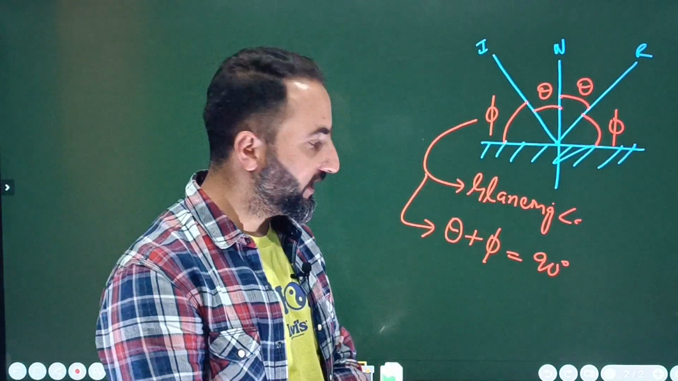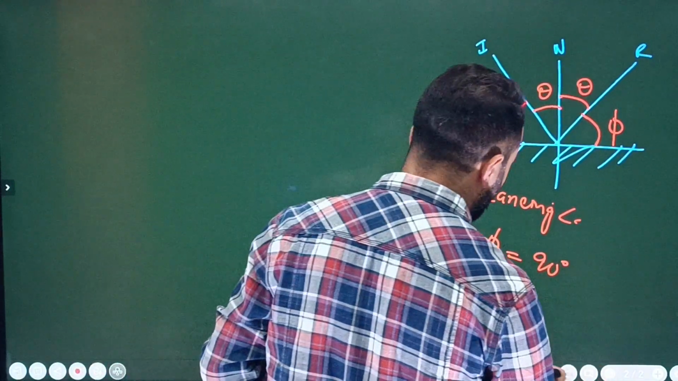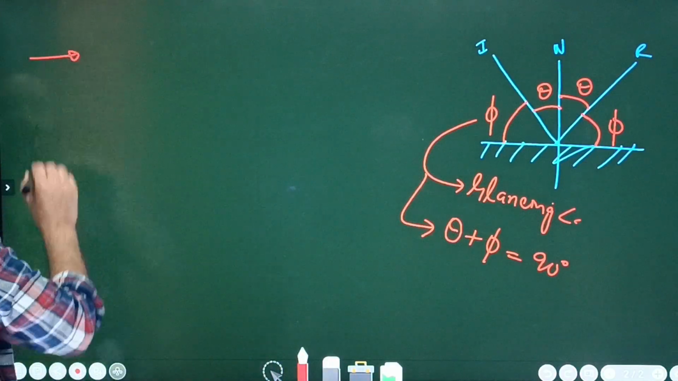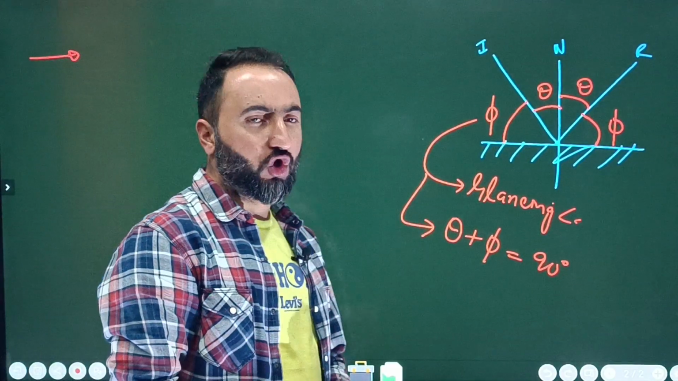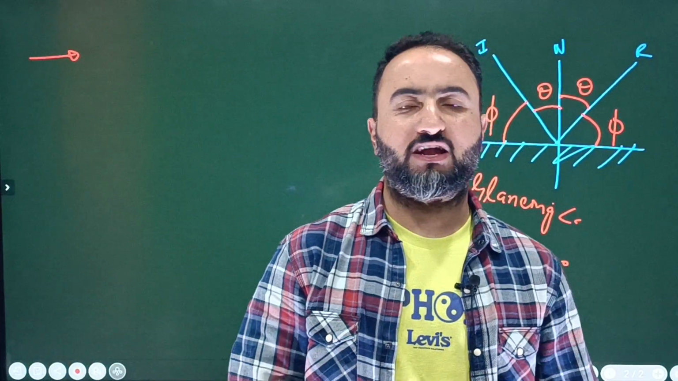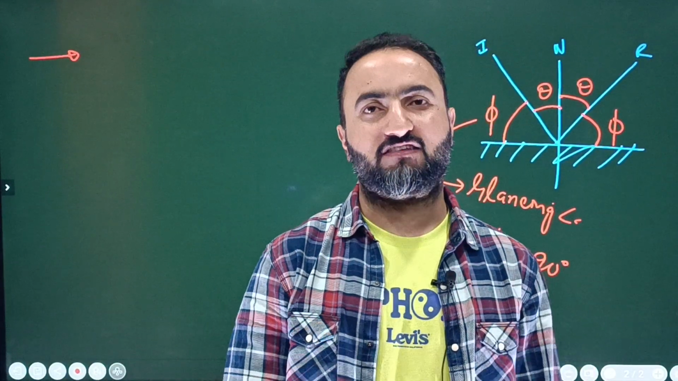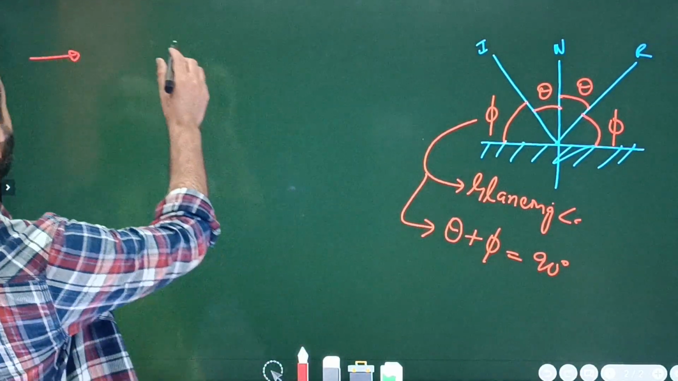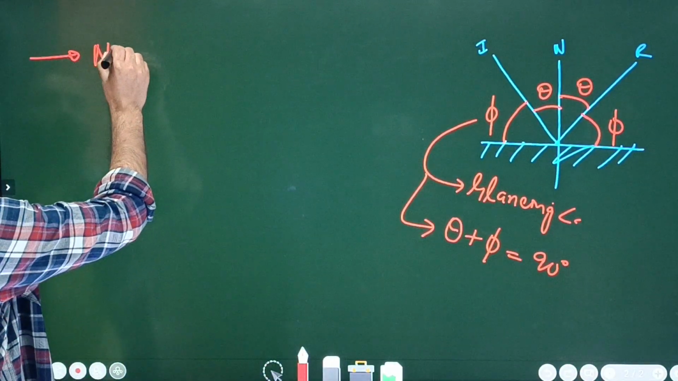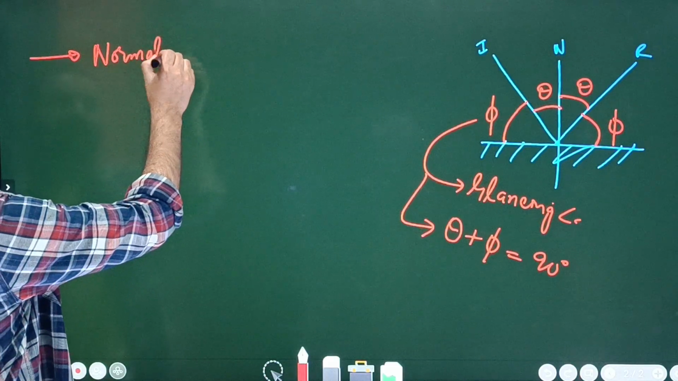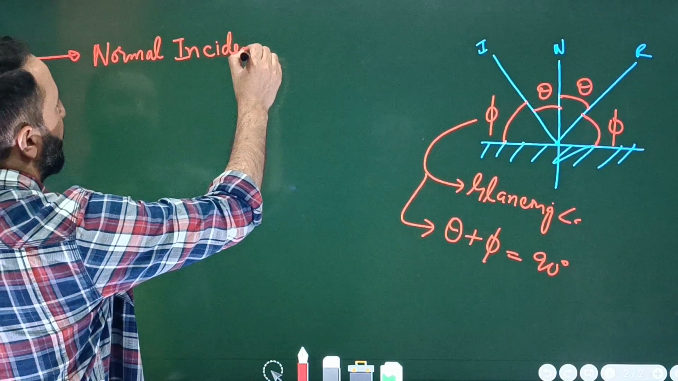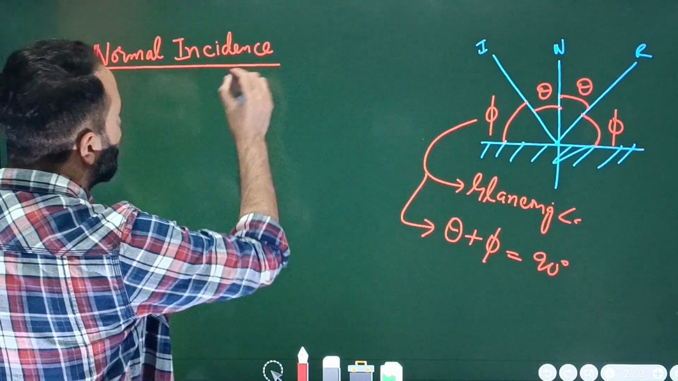Next important point. So let me write down the important point here. There are two technical terms here. One is called normal incidence, and the second is called grazing incidence. Normal incidence and grazing incidence. So let me define them one by one. The first technical term is normal incidence. Okay, so what do we mean by normal incidence?